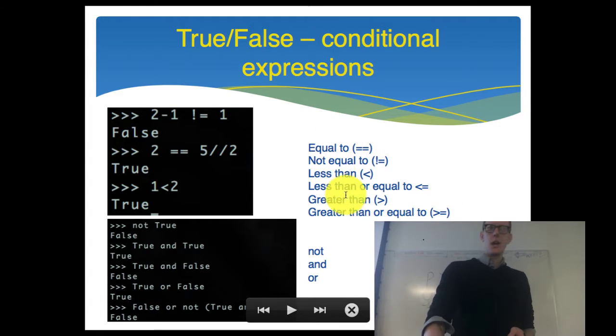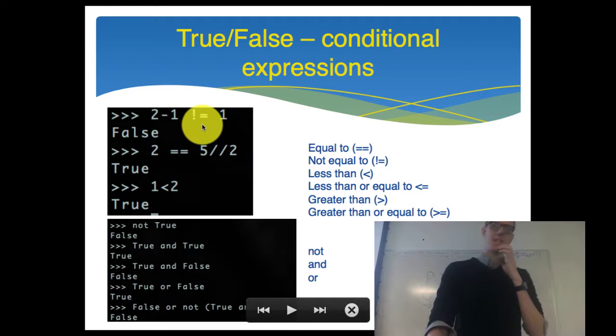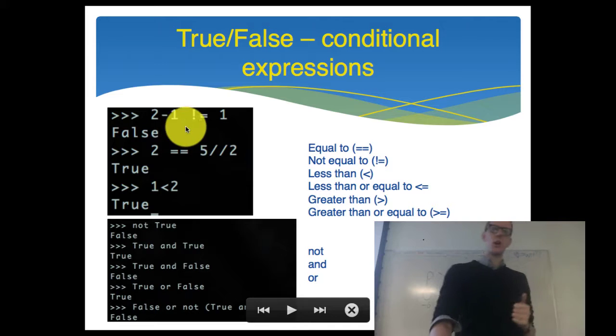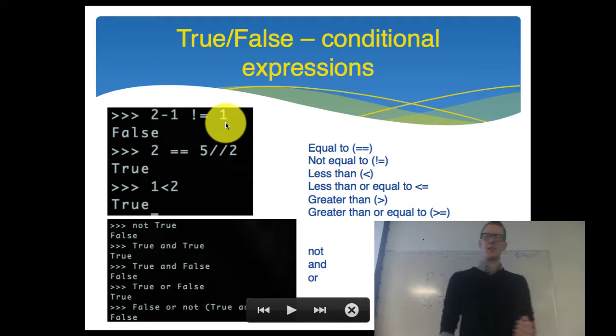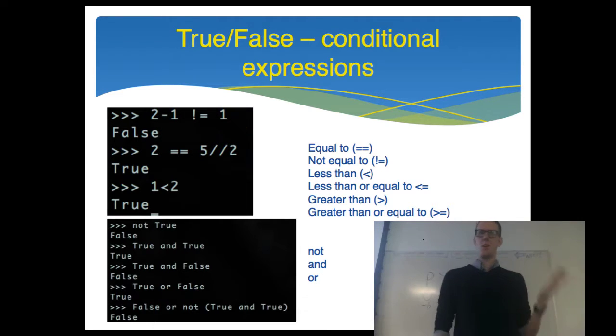All of the standard logical operators you might expect exist in Python. You can check whether two things are equal to each other using a double equal sign. So let's start from the top. If we do 2 minus 1, this means not equal to. So the not equal to will be true if two things are different and false if the two things are the same. So is 2 minus 1 not equal to 1? Well, that's false, because 2 minus 1 is 1, 1 is equal to 1, and so the not equals is going to give you a false.